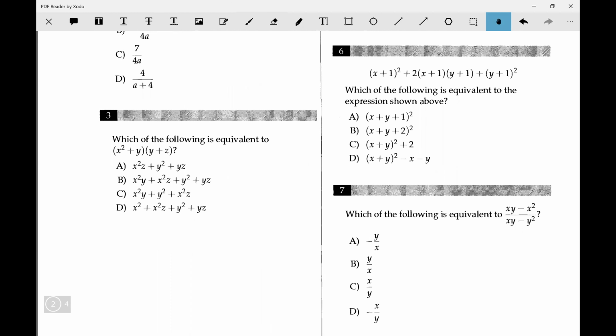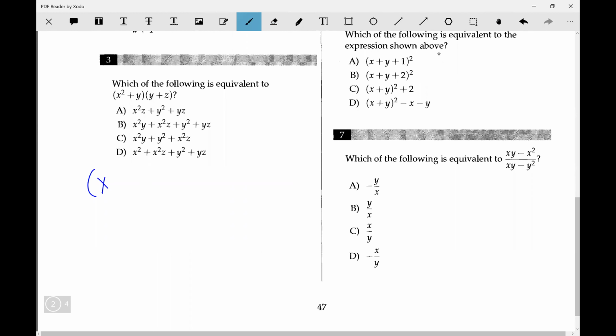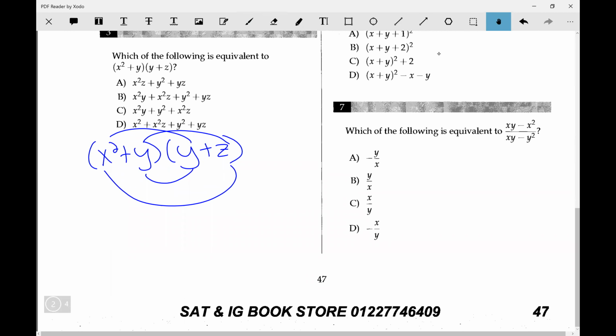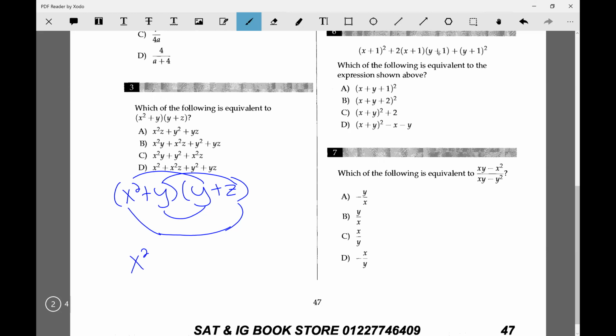So I don't know how FOIL works. Let me write this out here so it's easier for me. You basically multiply so that you have 4 different terms. Here it'd be x squared times y, that's the first one, plus y times z, plus y squared, plus x squared times z. In this case you can order the addition any way you want.